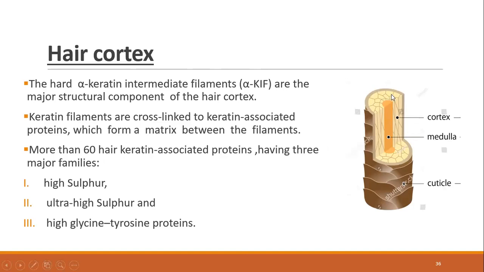Now the hair cortex. The cortex has hard alpha keratin intermediate filaments, alpha KIF, which is the major structural component of the cortex. The keratin filaments are cross-linked. You can see these cross-links to keratin-associated proteins form a matrix between the filaments. More than 60 hair keratin-associated proteins are known, having 3 major families: the proteins having high sulfur content, ultra-high sulfur content, and high glycine-tyrosine proteins.